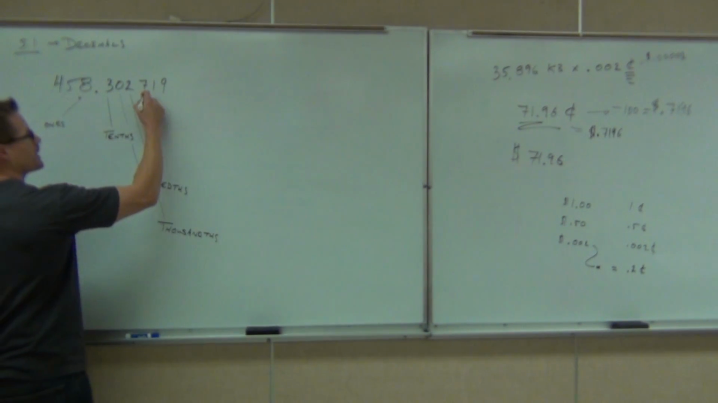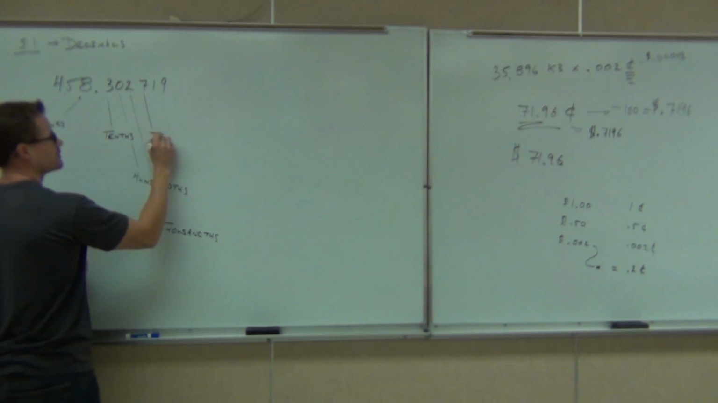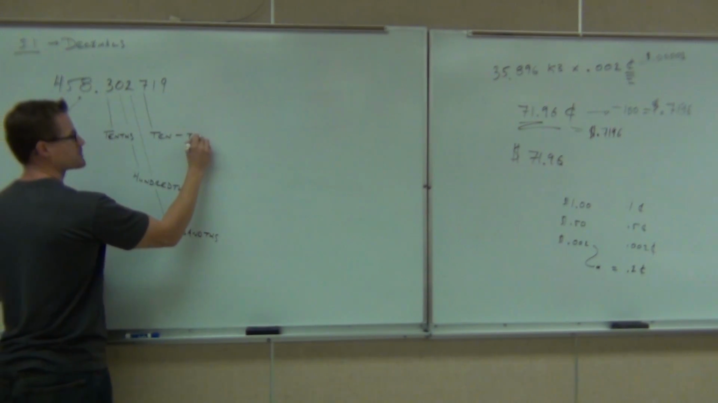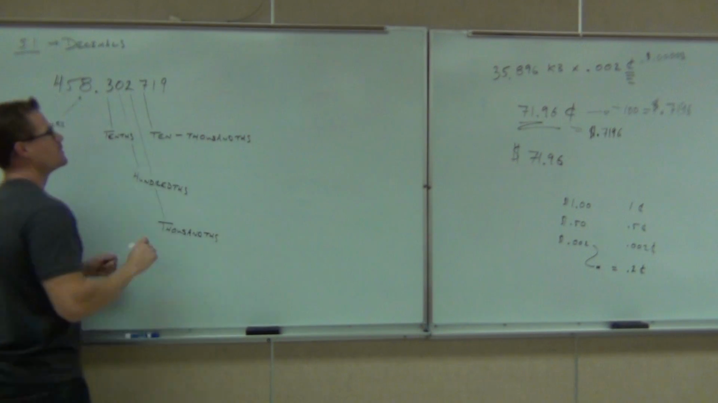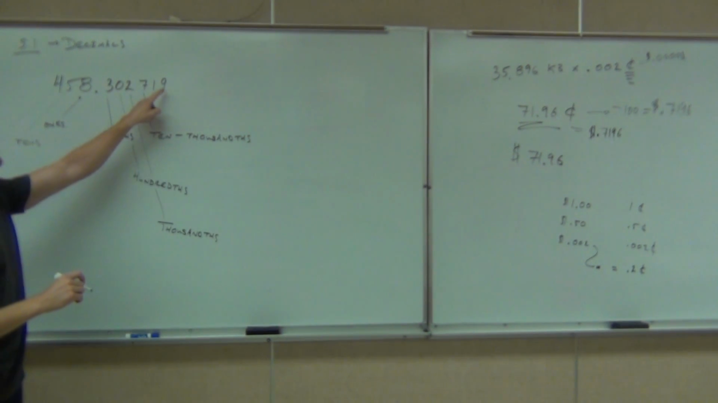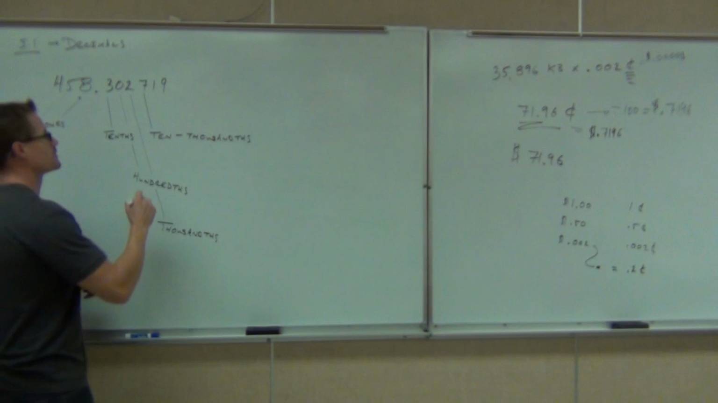The next one, likewise, you're going to get 10,000ths. Then we would get 100,000ths. We would get millionths last.